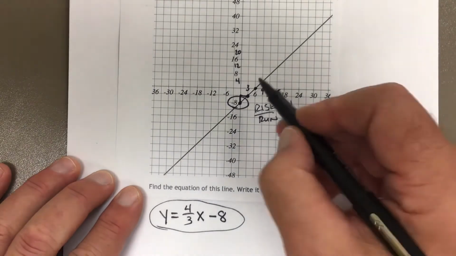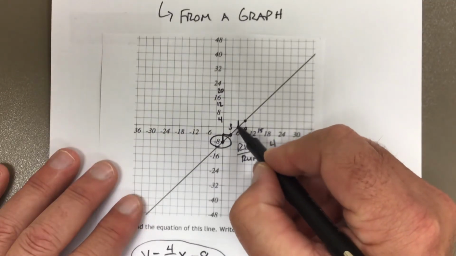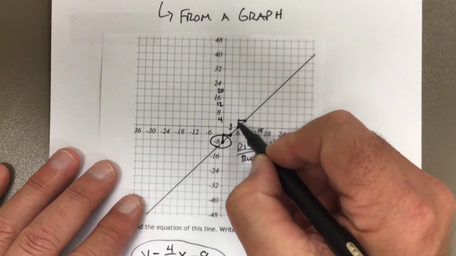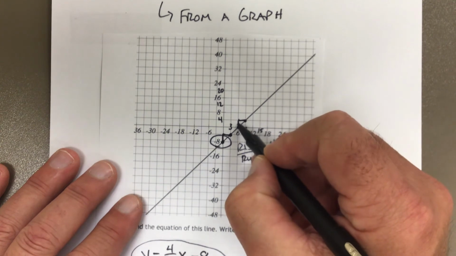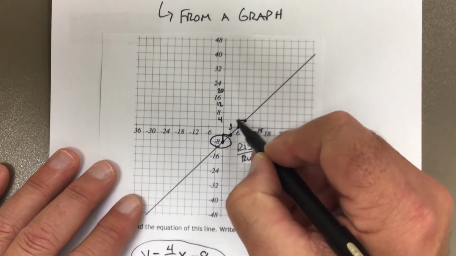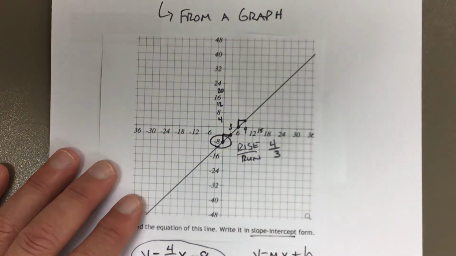And that's good for anywhere. If we would have gone up 1 over 1, but in this case the 1 is 4 units and the 1 is 3 units. That's how we have to look at that.